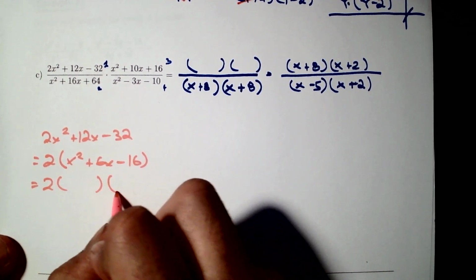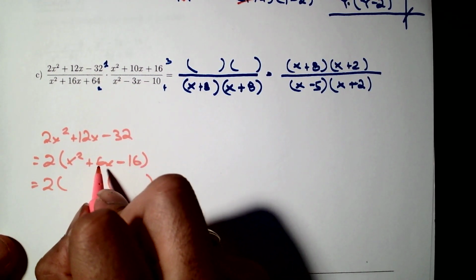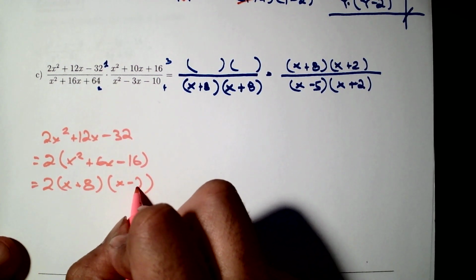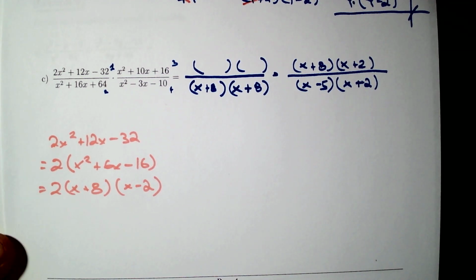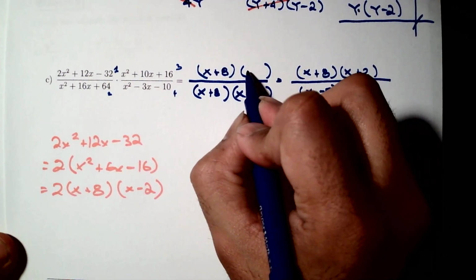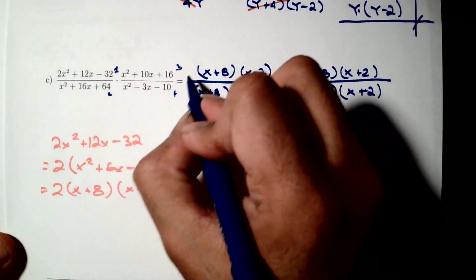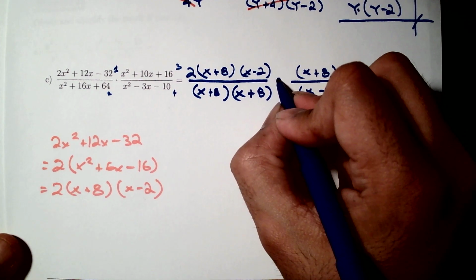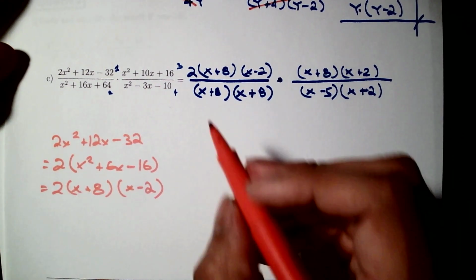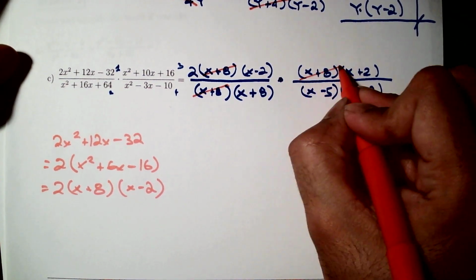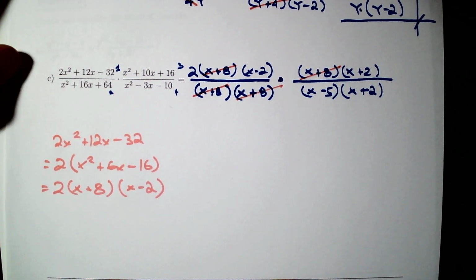2 times double bubble. Factors of negative 16 that add up to 6, x plus 8, x minus 2. All right. And I'm going to bring everything down, all this, x plus 8 and x minus 2. But don't forget this factor of 2. All right. So now that we have everything ready to divide out common factors, x plus 8 with x plus 8 divide out. Another x plus 8 with x plus 8 divide out.